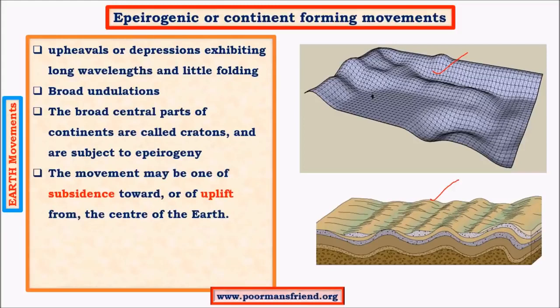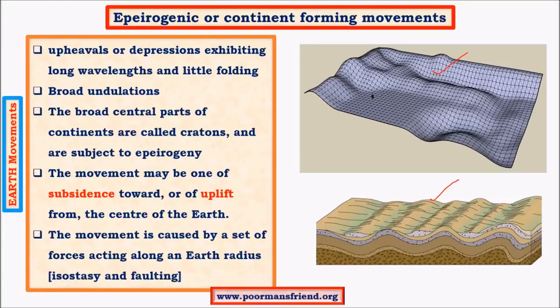And again, there are two important movements. One is uplift and subsidence. Depending on whether they move away from the center of the earth or towards the center of the earth, we take them as upliftment and subsidence. Upliftment is away from the center, whereas subsidence is towards the center. These are also called radial forces because they act along the radius of the earth. The movement is caused by a set of forces acting along the earth's radius, for example, isostasy and faulting.